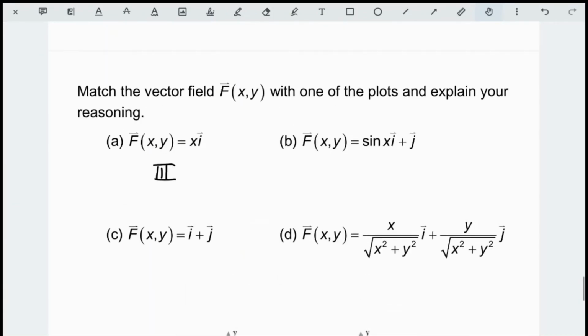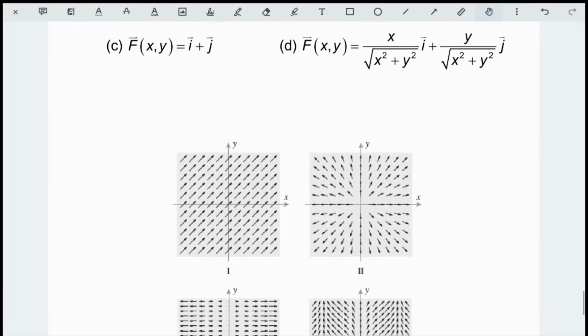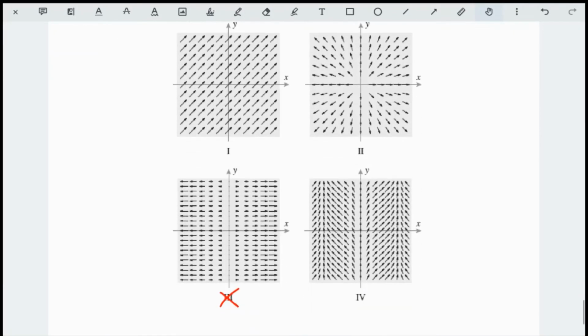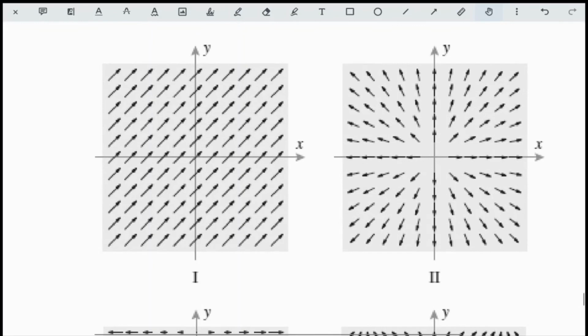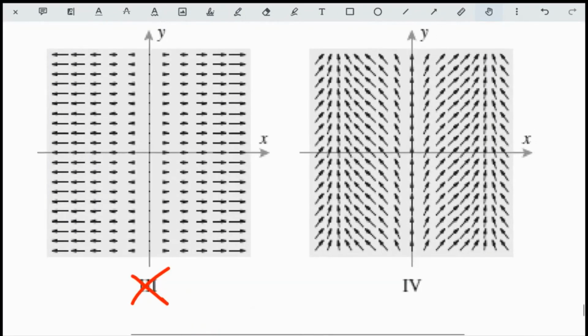Now let's take the sine into account here. So the x component can be positive or negative, right? So depending on what x value we're taking the sine of, we're going to see the x's varying. Well, if I look at vector field 1, that's clearly not happening. So that leaves us with vector field 4.